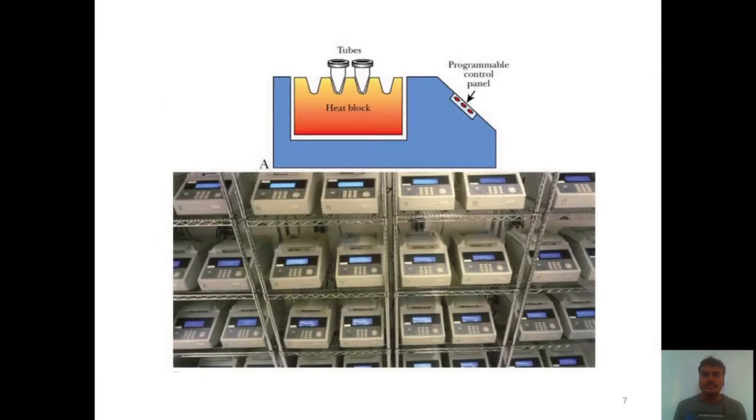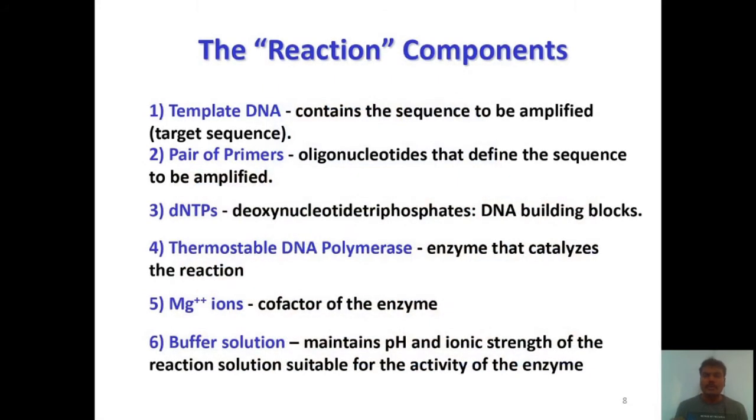This is a PCR machine, we call it a thermocycler. PCR is just a reaction, whereas these reactions have to be carried out in an instrument called a thermocycler. What are the basic components involved in this polymerase chain reaction? The first one is template DNA. We call it target DNA. The sequence you need to amplify is the target DNA.